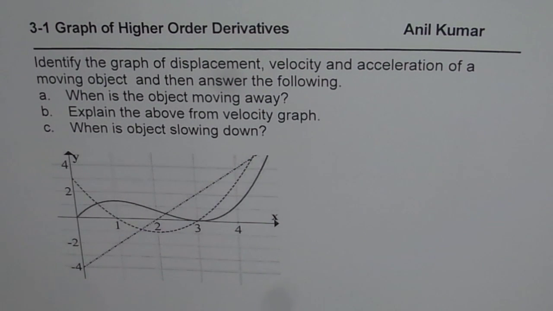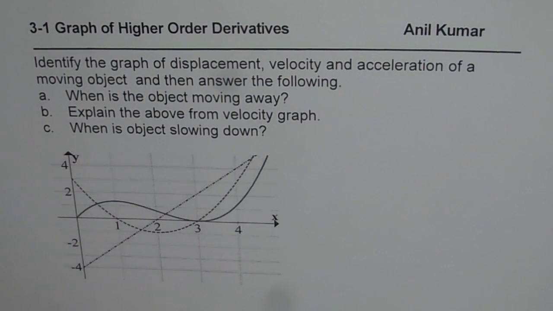When is the object moving away? Explain the above from velocity graph. When is the object slowing down? Now these three are very interesting questions, and we'll also explore how they are related.